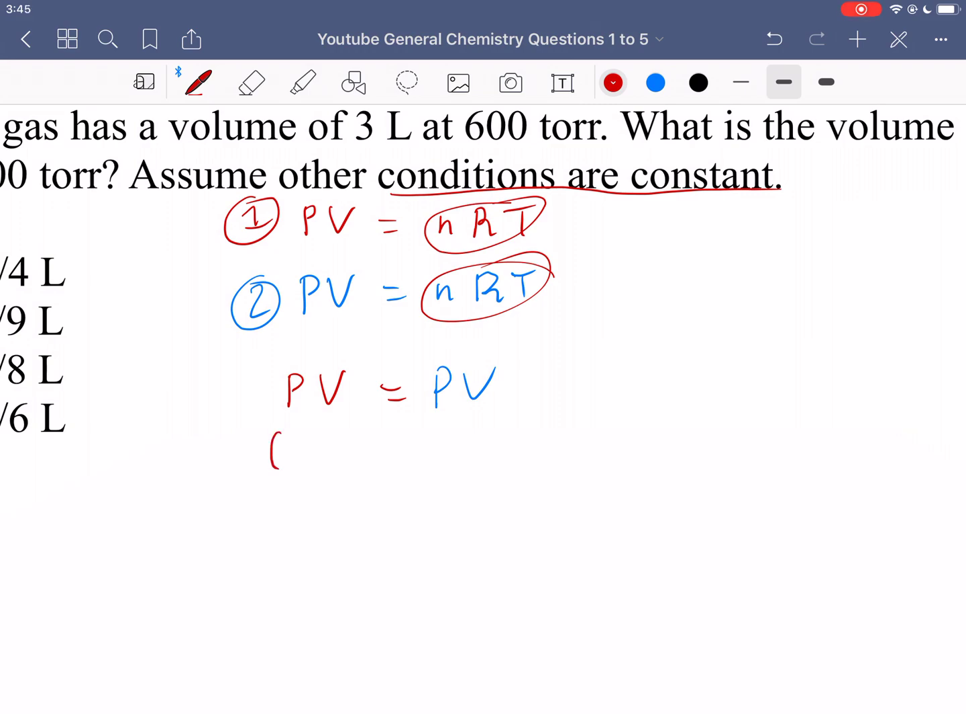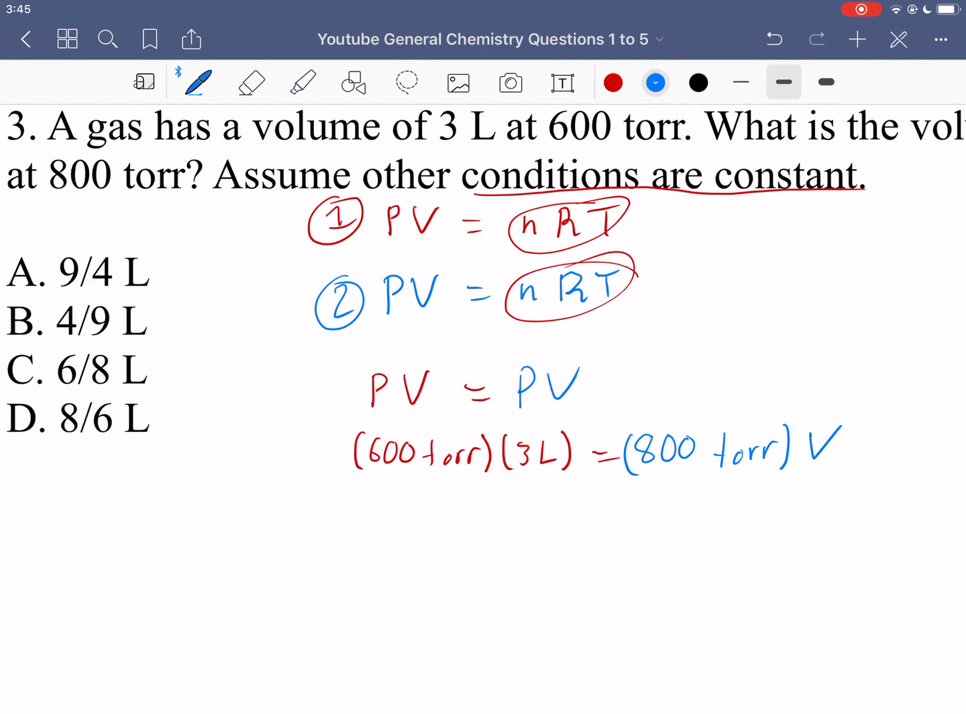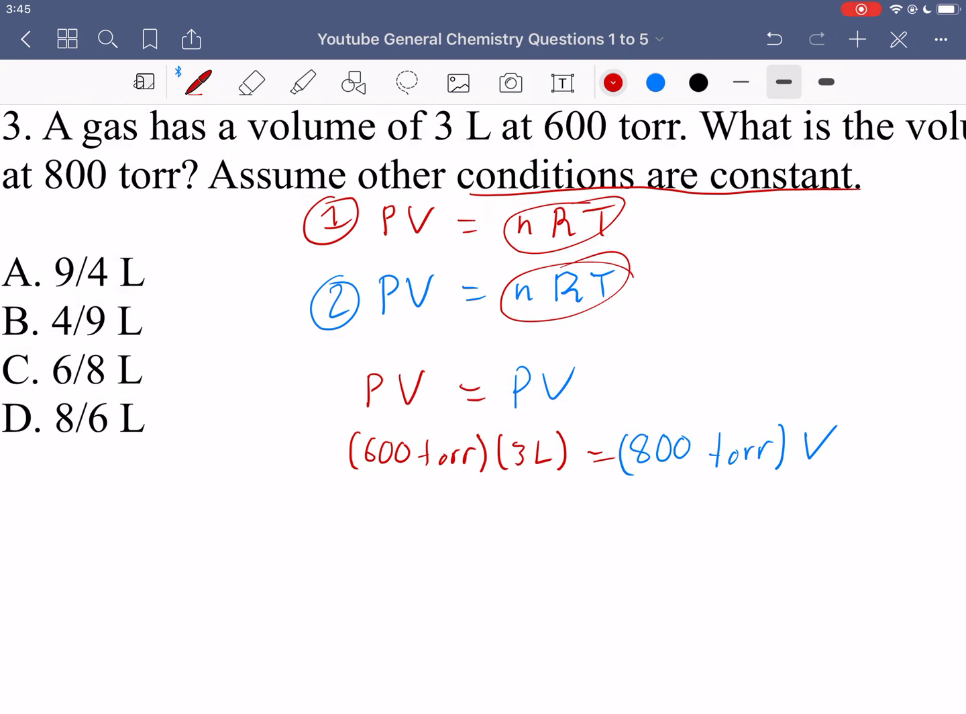So we're told that the initial pressure was 600 torr, and then we had 3 liters. That was equal to 800 torr, and it is at some volume. So we want to find out what the new volume is. So 600 times 3, we can just make that 1800, and then that was being divided now by the 800 torr on this side to give us the volume.